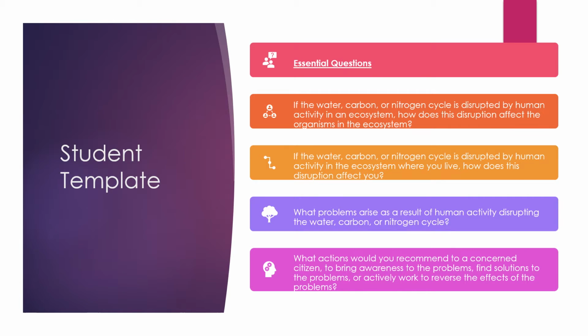If the water, carbon, or nitrogen cycle is disrupted by human activity in the ecosystem where you live, how does this disruption affect you? What problems arise as a result of human activity disrupting the water, carbon, or nitrogen cycle? And what actions would you recommend to a concerned citizen to bring awareness to the problem, find solutions to the problem, or actively work to reverse the effects of the problem?